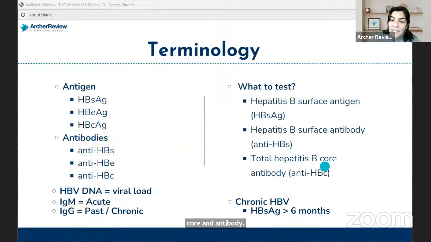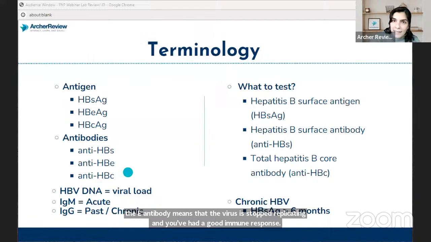So then let's talk about the antibodies. So you have your surface antibody. So again, patient either contracts hepatitis B, they develop the surface antibody, meaning that their body has developed antibodies against that antigen to help protect it, or the patient receives the vaccine, the surface antigen, and then again, their body develops antibodies to help protect against the virus. So the E antibody means that the virus has stopped replicating and you've had a good immune response, and that's going to be in patients who have contracted hepatitis B.